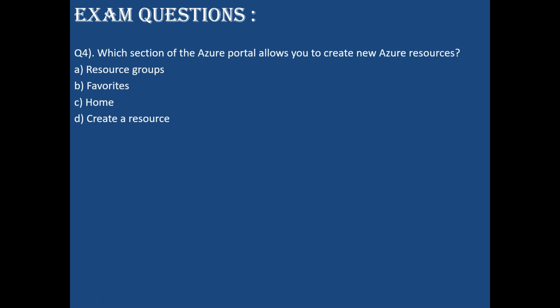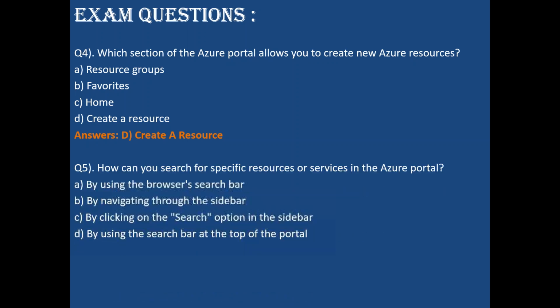Which section of the Azure portal allows you to create Azure resources? Resource group, favorite, home, create a resource. Yes. There is an option called create a resource, which basically takes you directly to create a resource of anything. Okay, it can be database, it can be storage, it can be analytics, it can be machine learning studio, anything you can create. So the right answer is create a resource.